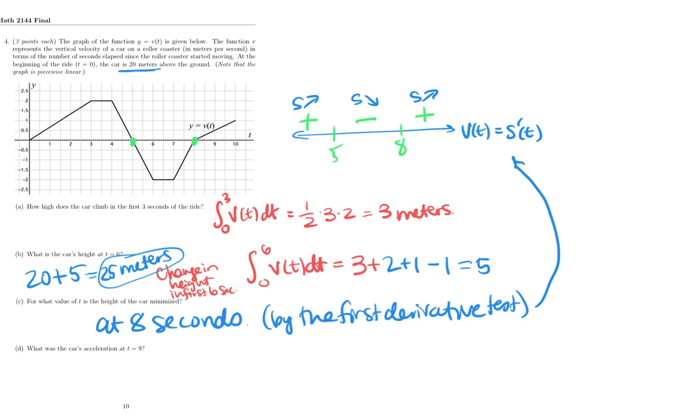What is the car's acceleration at t equals 9? So I know the acceleration is the derivative of velocity. So at 9 seconds, I want to know the slope. So if I go over 1, I go up 1, so the slope is 1. So the units will be meters per second squared.